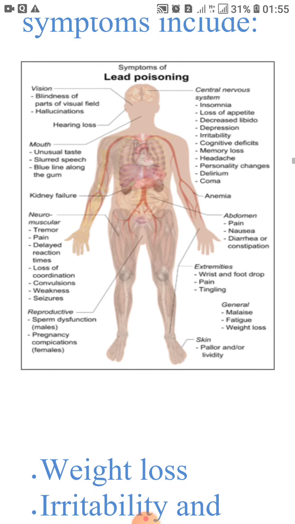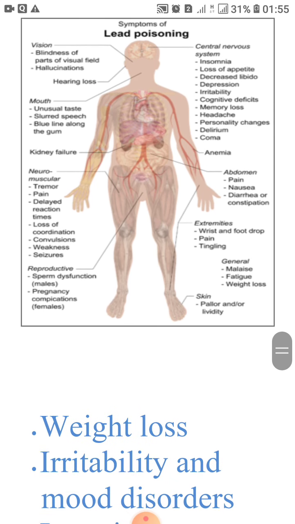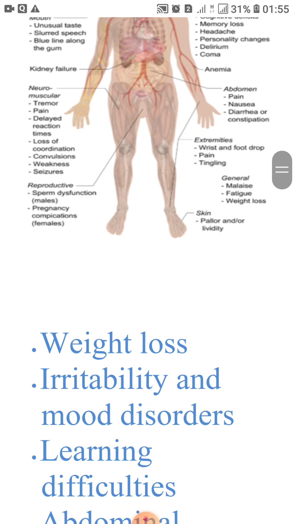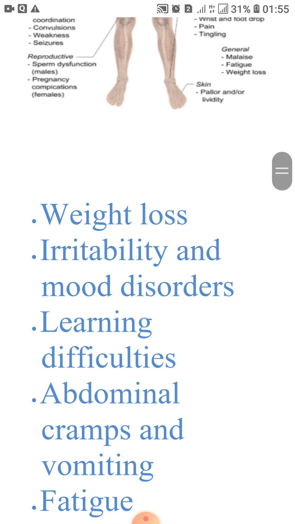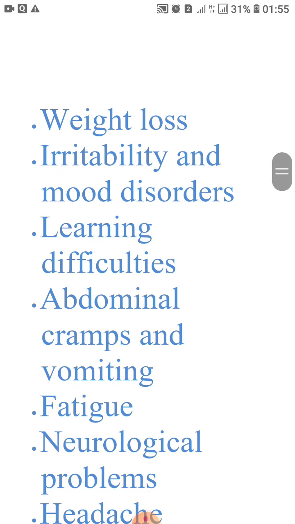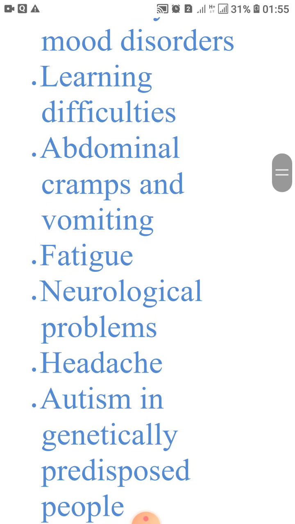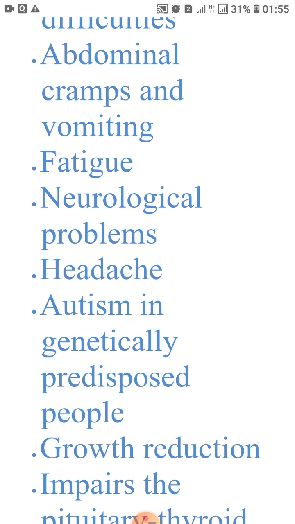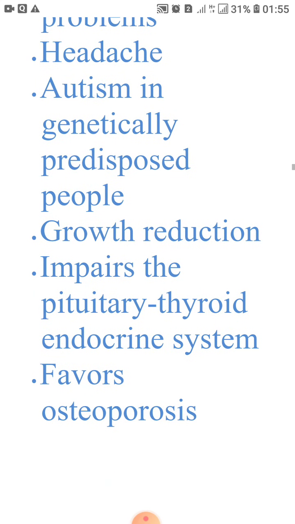So mainly I've taken it in specific points that lead poisoning actually results in weight loss, irritability and mood disorders, learning difficulties, abnormal cramps and vomiting, fatigue, neurological problems, headache, autism in genetically predisposed people, growth reduction, impairs the pituitary thyroid endocrine system, favors osteoporosis.